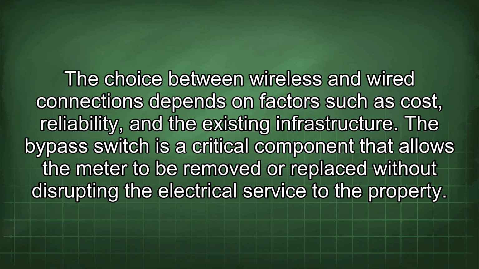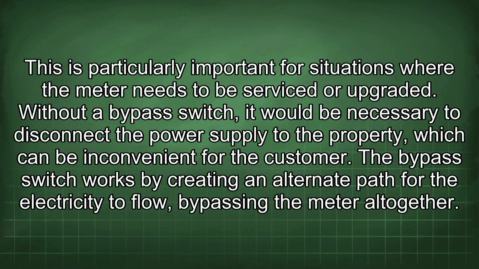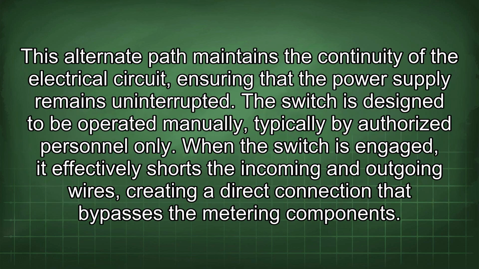The bypass switch is a critical component that allows the meter to be removed or replaced without disrupting the electrical service to the property. This is particularly important for situations where the meter needs to be serviced or upgraded. Without a bypass switch, it would be necessary to disconnect the power supply to the property, which can be inconvenient for the customer. The bypass switch works by creating an alternate path for the electricity to flow, bypassing the meter altogether. This alternate path maintains the continuity of the electrical circuit, ensuring that the power supply remains uninterrupted.